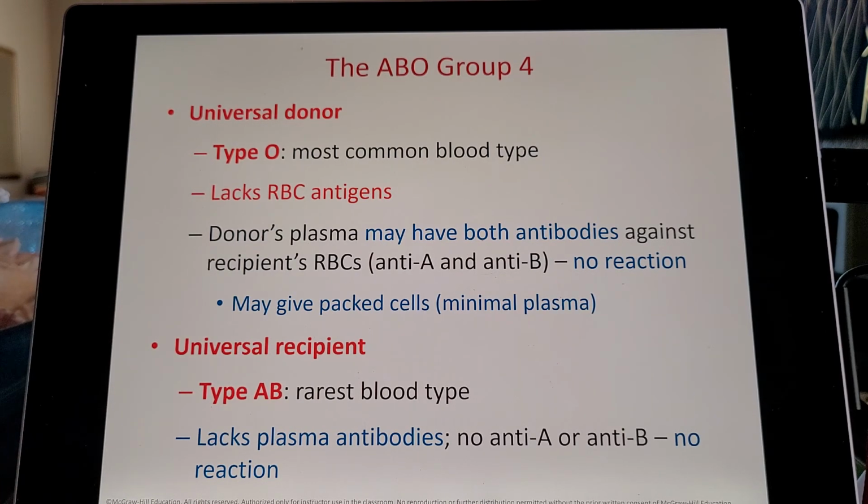The universal recipient is type AB, again, because it doesn't make any of the antibodies, any of those agglutinins, and so therefore no reaction.